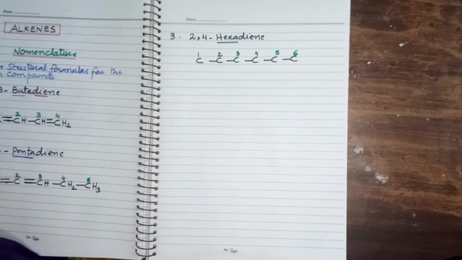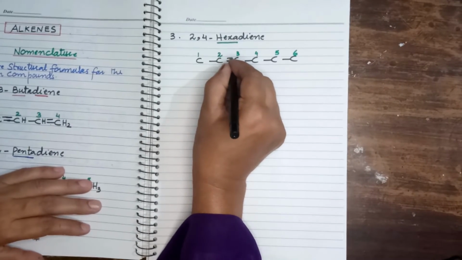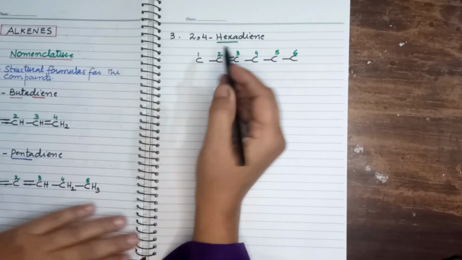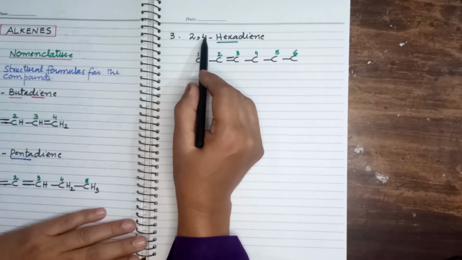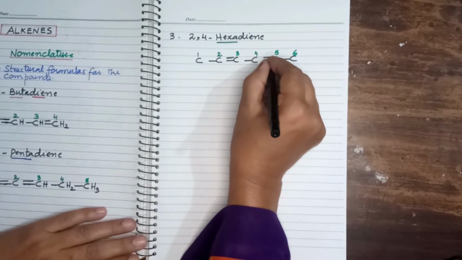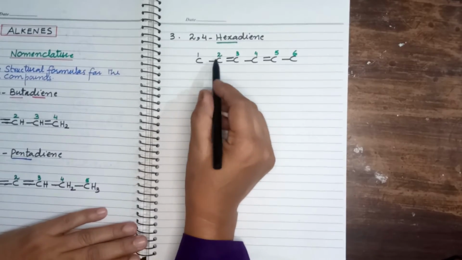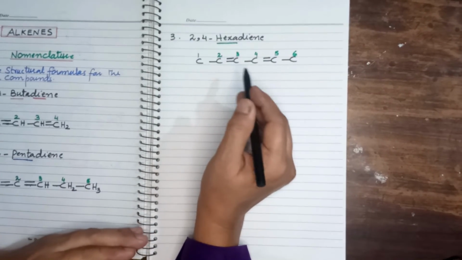So we'll make the first bond. The first bond is present between carbon number 2 and carbon number 3. So here we make the first bond. 4 shows the second double bond is present between carbon number 4 and carbon number 5. So here we make the second double bond, right students? Okay, now what should we do next?